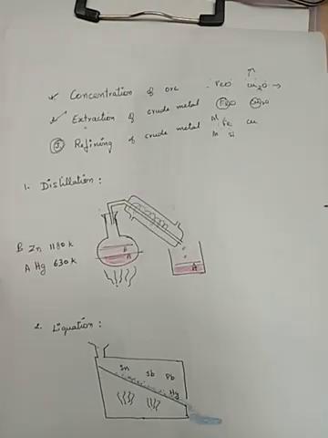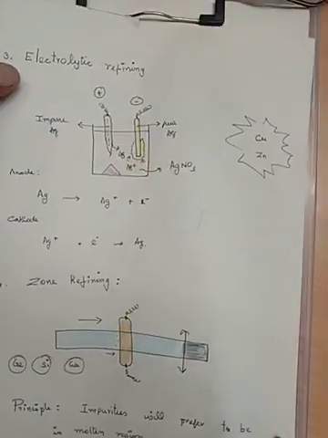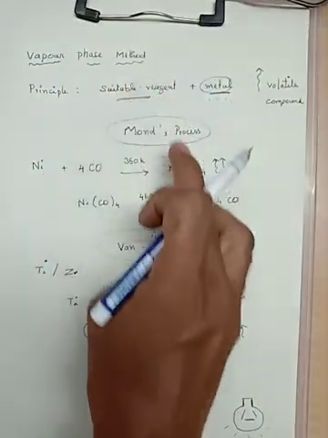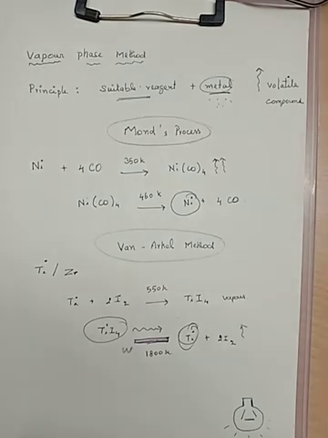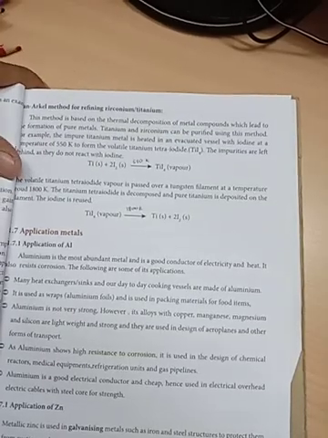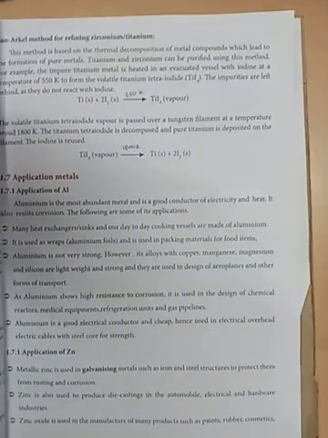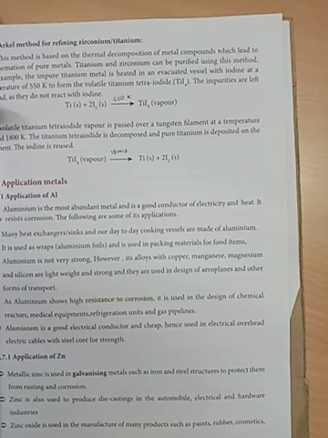So we have seen in purification: distillation, liquefaction, electrolytic refining, zone refining, and vapor phase method. We have the Mond process and the Van Arkel process. These are the ways in which we purify the metal. Coming to the last part of this unit, that is application of metals, their uses.